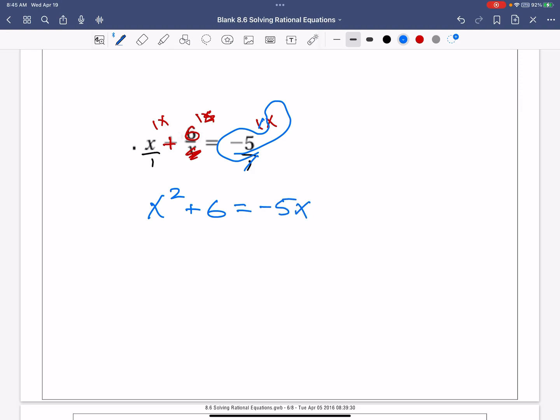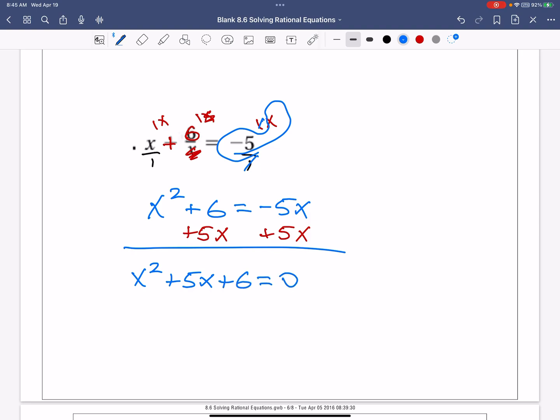Again, we have a quadratic, because it's x squared right there. We have to get everything over to the left side of the equal sign for this problem. We're going to do that by adding 5x to both sides. When we do that, we get x squared plus 5x plus 6 equals 0.